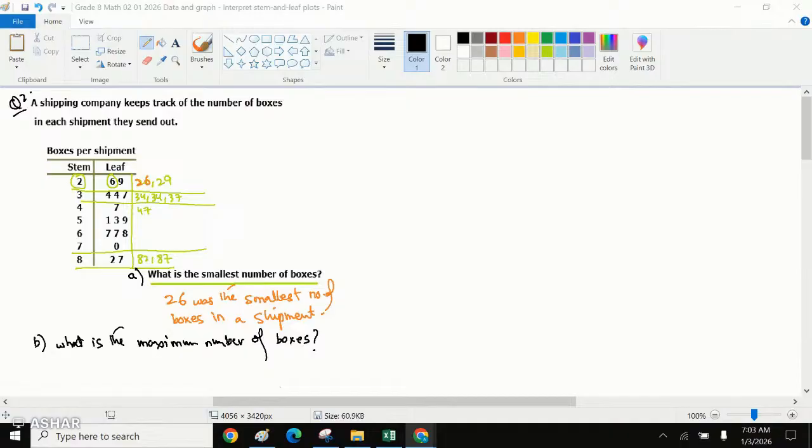Okay, we are doing stem and leaf. The stem part is always the tens and the leaf would be the units. So 2 in the stem and 6 in the leaf would mean 26. Similarly, 4 in the stem and 7 in the leaf would mean 47. So this question was saying different number of shipments. There were different shipments, and this stem and leaf is giving us the number of parcels or boxes in it, right? So 26 was the least number. What should be the greatest number? Can anyone answer?